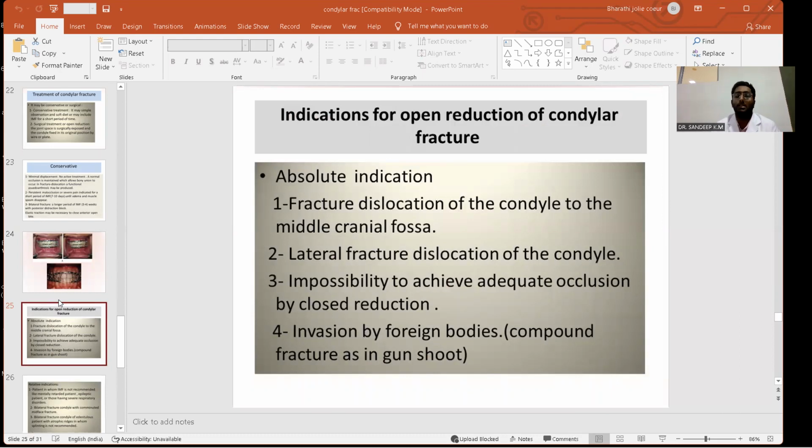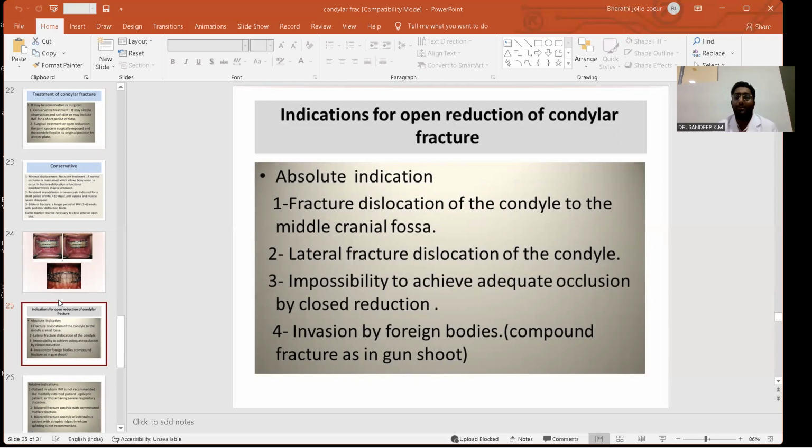Now, the indications: in which cases do we go for open reduction of the fracture? There is a fracture dislocation of the condyle into the middle cranial fossa. If the fracture dislocation happens and it gets displaced into the middle cranial fossa, the patient will have CSF leakage. So we have to reduce the fracture, take the condyle out of the middle cranial fossa, and fix it. We have to go for open reduction.